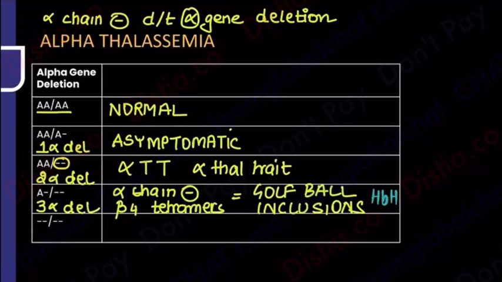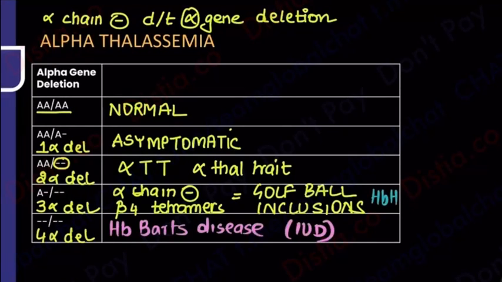Coming to the last one, when all the 4 alpha genes are deleted, this is not compatible with life. This is referred to as HB Bart's disease, and this is going to result in intrauterine death. The child will not survive. There is not going to be any birth. This is an intrauterine death or a stillbirth. It is basically a hydrops fetalis situation that has occurred.